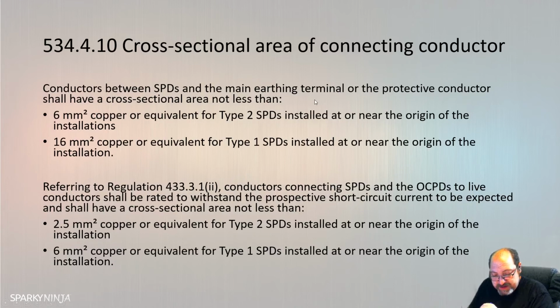The connecting conductors. Conductors between SPDs and the main earthing terminal or the protective conductor shall have a cross-sectional area not less than 6 mm² copper for type 2 and 16 mm² copper for type 1. And it says, referring to 433.3.1, conductors connecting SPDs and the overcurrent protective device to live conductors shall be rated to withstand the prospective short circuit current to be expected and will have a size not less than 2.5 mm² for type 2 and 6 mm² for type 1.